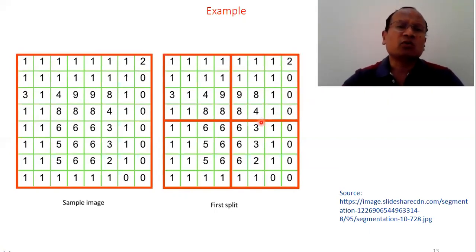So this is just one example highlighting the split and merge method. How does it work, right? You see here that this is a matrix sample image.